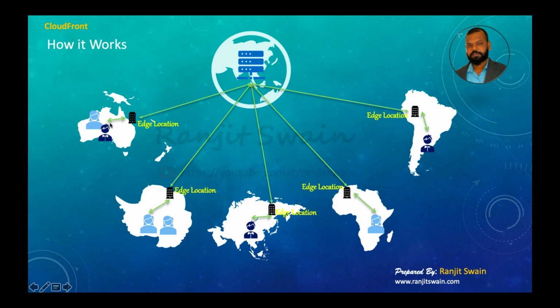What does AWS actually do? It creates an edge location nearest to the customer, so that customers do not connect directly to the servers. Whenever he clicks Alibaba.com or something, the content will be viewed or fetched from the nearest edge location. That's why whatever content we get, it is faster.